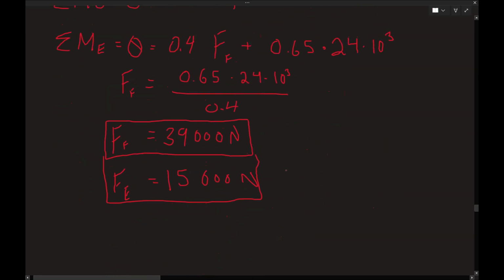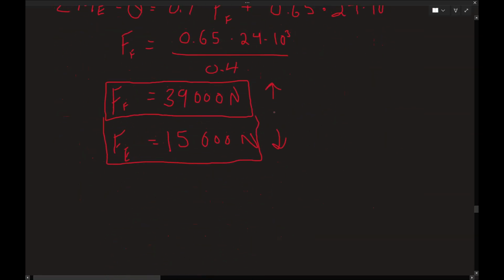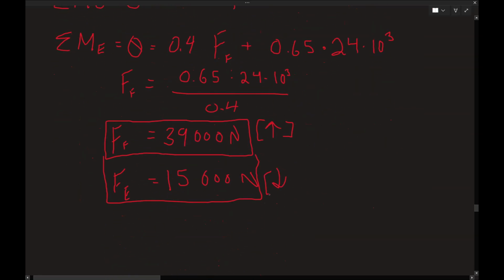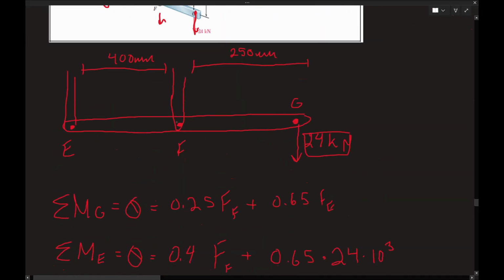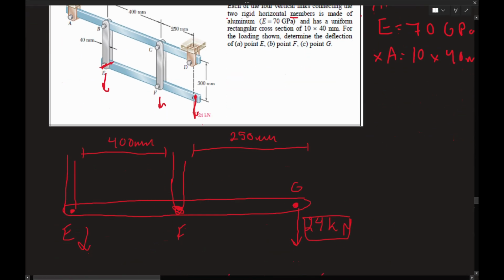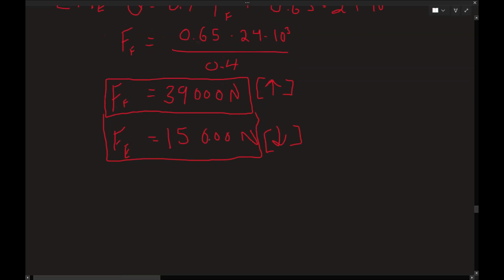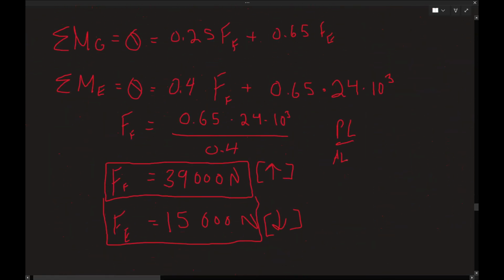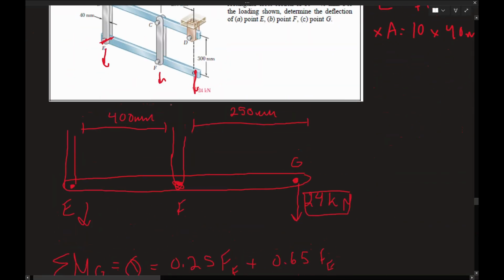Sweet. So this guy's pulling down, pushing down. That guy's going up. And I know that just because this has to balance. If this was like a seesaw, this guy's in the middle, these guys have to balance, both pushing down, and this guy has counteracted both, so it's going up. Okay, obvious. So, what are we finding? Deflection of each point. So now we plug these into the PL over AE. And I think the fact that they're the same.